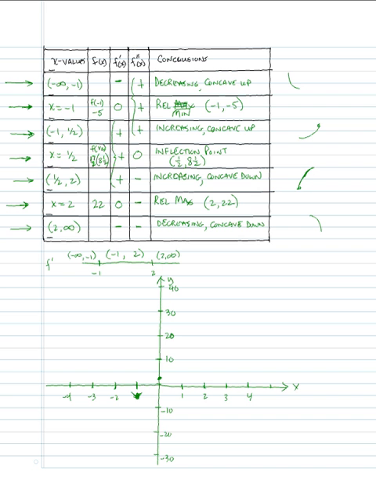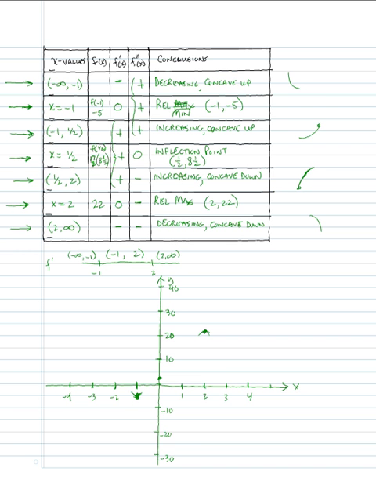Okay, and then we also have a relative maximum at the point (2, 22). So x is equal to 2 and y is 22, so that would be roughly here on the graph. And that's a relative maximum. So we know that the graph has basically this shape, doesn't it?